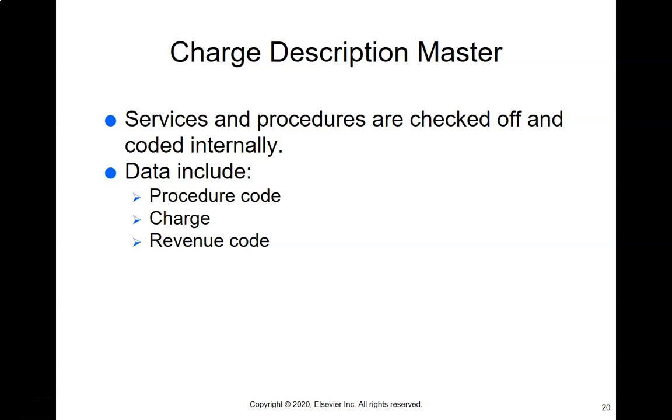Revenue codes usually line up with specific lines on the CMS 1450 or the UB-04, the form used for inpatient claims. The services and procedures are checked off and coded internally. Data included is the procedure codes, the charge, and the revenue code.